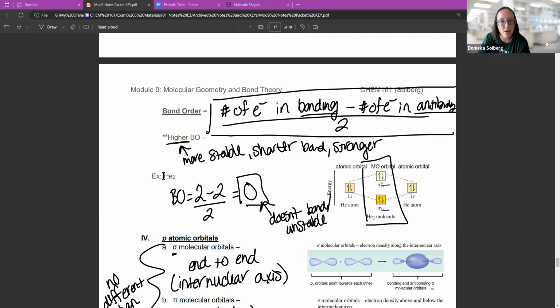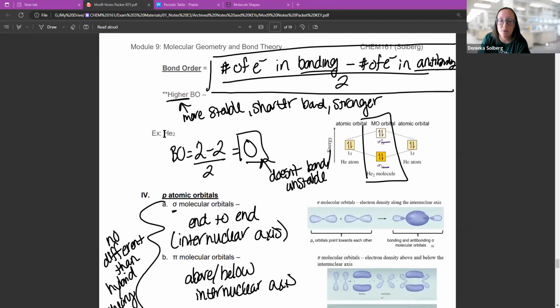Okay, so we're going to talk about some molecules that you might say, I've never seen that before, that looks weird. For example, He2. Helium doesn't like to bond. It's a noble gas, right? So He2, we would expect to not have a very good bond order. It's probably not going to bond very well.